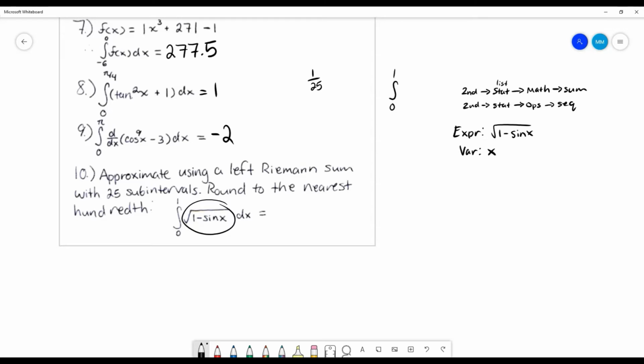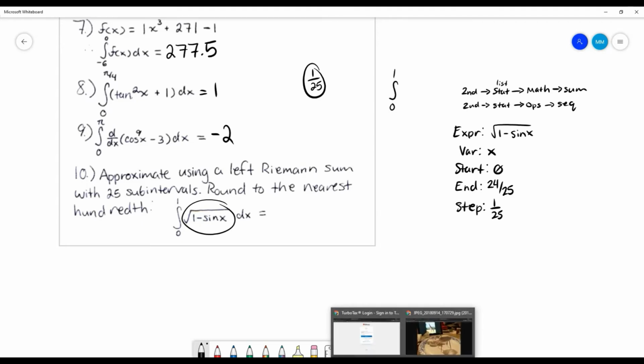Our start, well, it's a left Riemann sum, so we're going to start all the way at our lowest value. So our start is going to be that 0. Our end, because it's a left Riemann sum, we don't quite include that last point, really. So we're not going to include 1, but we're going to go all the way up to 1/25th away from it. So it's going to be 24/25, and our step in this case is going to be 1/25, as we previously established. And then we just press paste and enter.